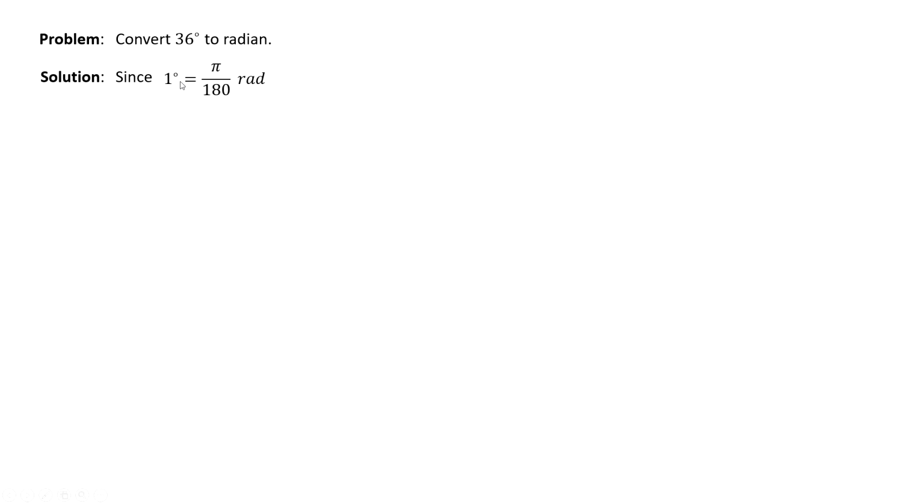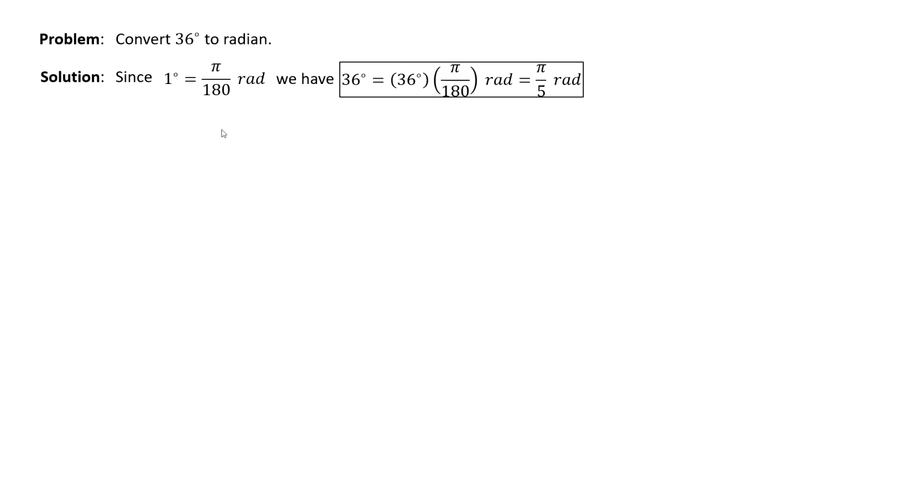Same idea here. 1 degree is pi over 180 radian. 36 degrees is 36 times pi over 180. What is it? We'll figure out later. But as a concept, 36 degrees is equal to 36 degrees times pi over 180 radian. Now, the nerd that I am, I can clearly see that 36 goes 5 times into 180.